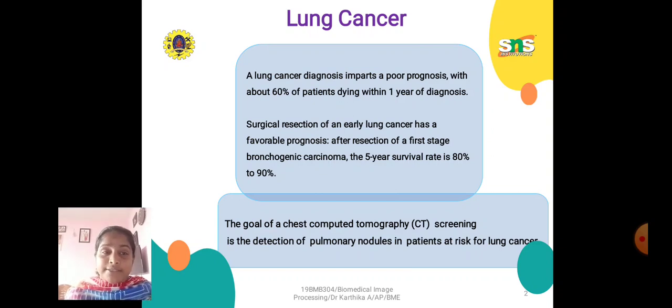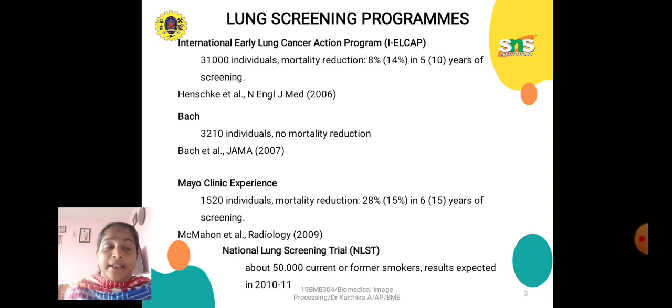The goal of chest computed tomography (CT) screening is the detection of pulmonary nodules in patients at risk of lung cancer. In the lung screening programs, I've taken the I-ELCAP, the International Early Lung Cancer Action Program. Here, among nearly 31,000 individuals, the mortality reduction is 8% and 14% in 5 and 10 years of screening.